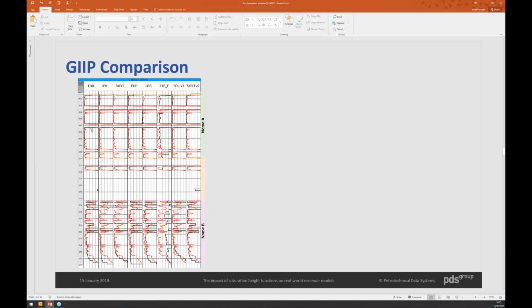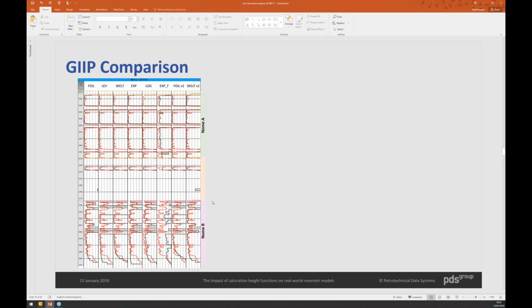In red are the Archie log derived saturations, and in black are the predicted saturation height function saturations. We're seeing that pretty much all of the methods, with the exception of that fixed exponential one, are doing a pretty good job of matching those saturations in the shallow Nomad sand, which is probably unsurprising. We're getting close to, if not at, irreducible saturation at that level.